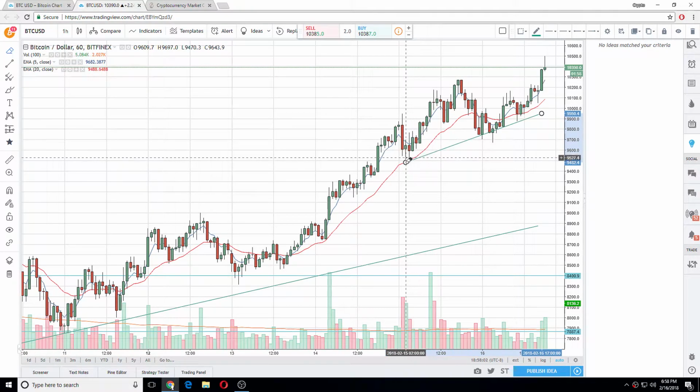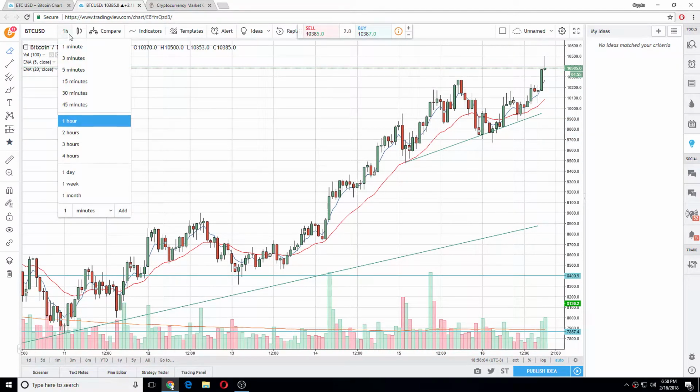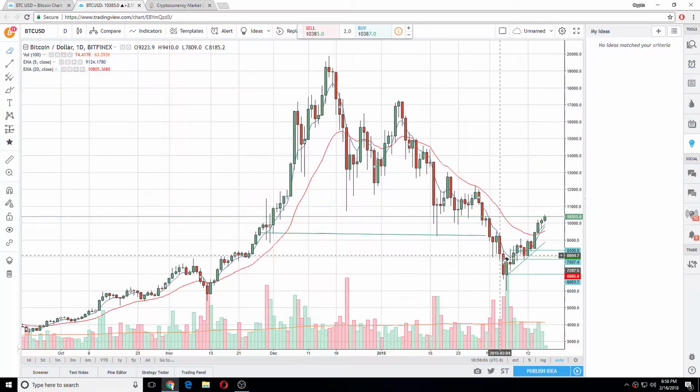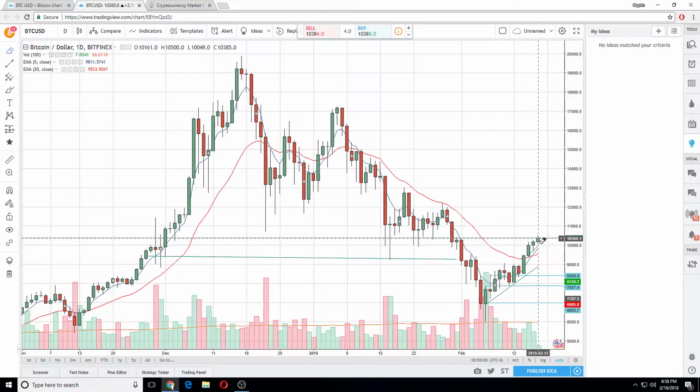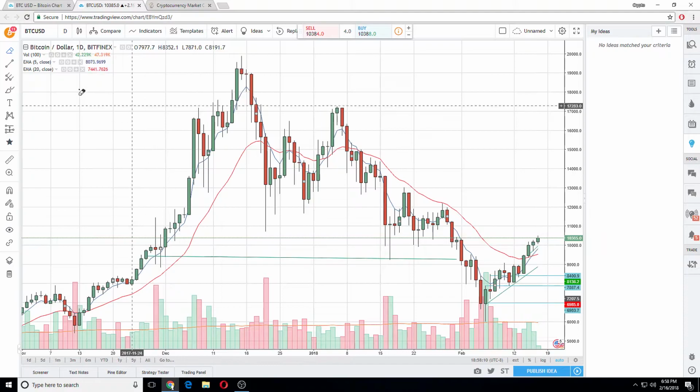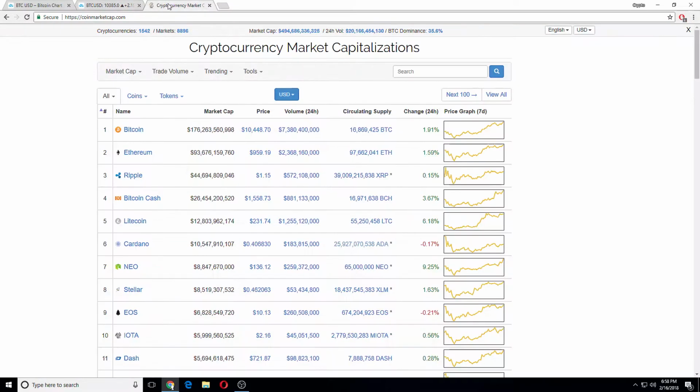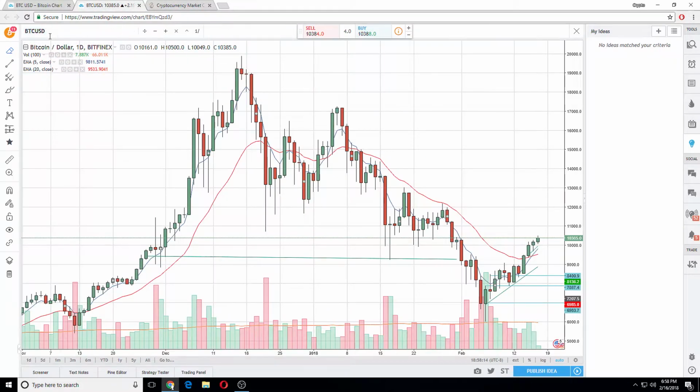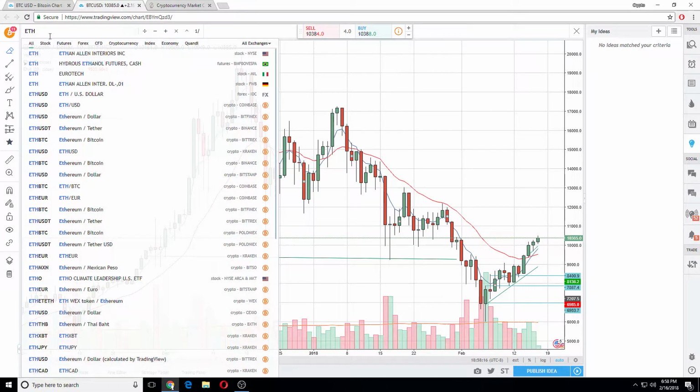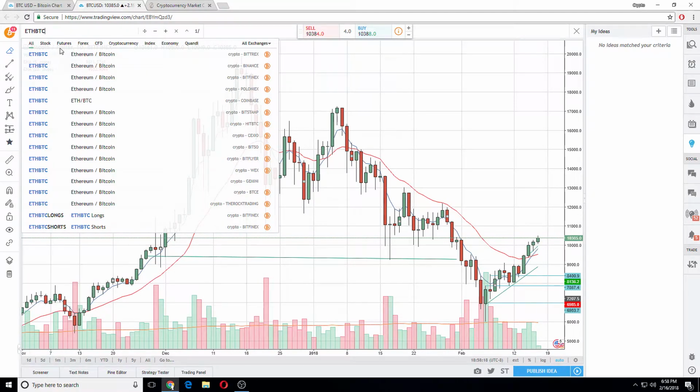And this is a favorable chart to trade. I'm at the 1 hour, and even the daily is an uptrending chart. So this chart is favorable to trade. If you're looking to bot trade, for example, ETH versus BTC, it's a downtrending chart.